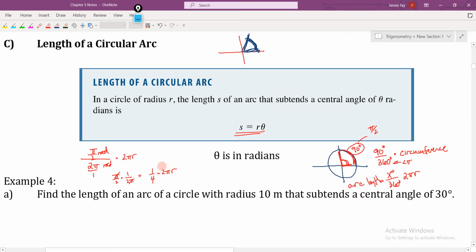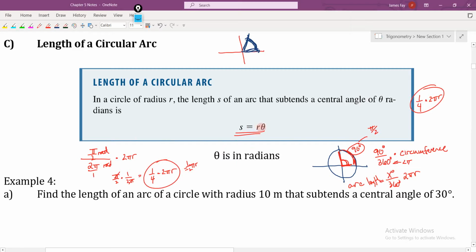1/4 of 2 is what, a half? So we get 1/2 pi r in that situation. Okay, and that's just a specific scenario. Like over here, I would get 90 divided by 360, that would be my 1/4, and then again times 2 pi r. Well, there you go again, 1/4 times 2 pi r. So it shows you that they're equivalent.